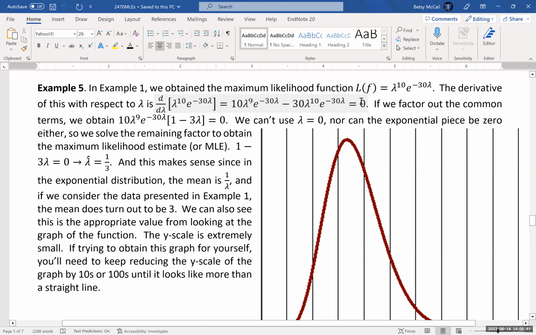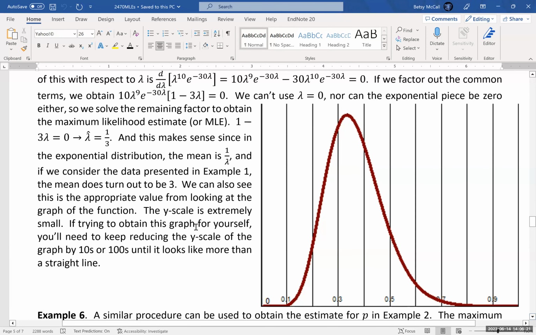I'm going to factor out as much as I possibly can. I can factor a 10 out. I can factor lambda to the 9th out, since that's the smaller exponent. And I have an e to the negative 30 lambda on both terms. I factor that out. And I'm left with this thing, which could be 0 if lambda was equal to 0. But again, that's a minimum, not a maximum. And then I have this other expression in terms of lambda. That's the thing that I want to set equal to 0. And that gives me lambda, my estimate for lambda based on these observations, is 1/3.